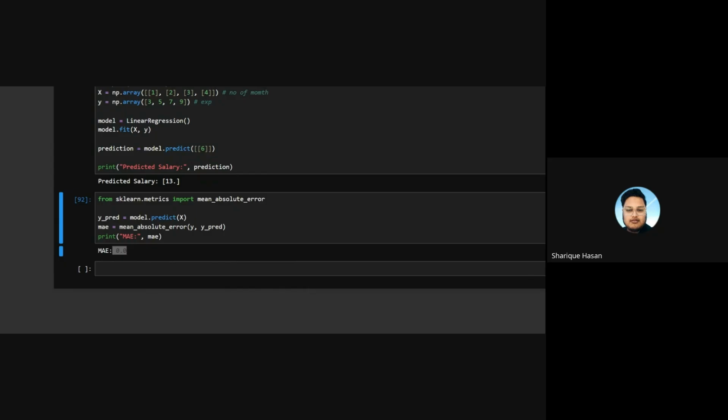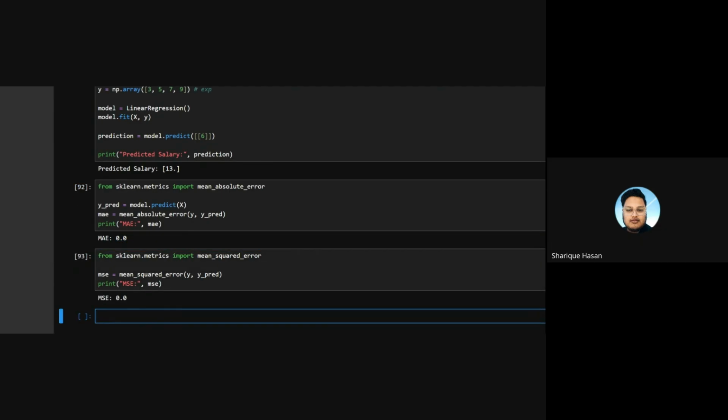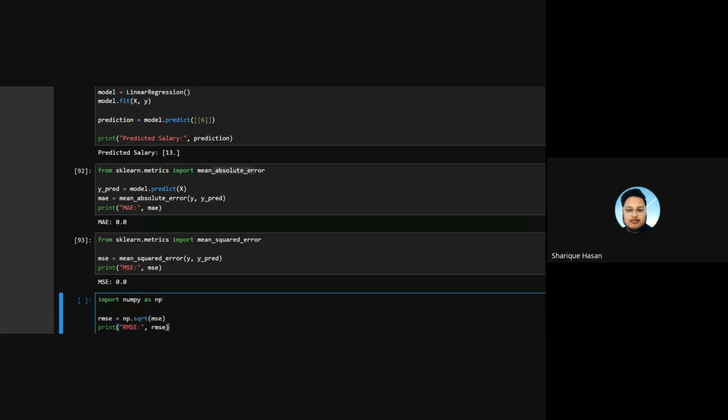I will give you some more code for mean square error. How are we going to calculate mean square error? For mean square error, we do the same thing. Everything is the same. Only the metric is different. Here we used mean absolute error, here we use mean square error, and the rest is the same. Similarly, after mean square error, we use root mean square error.